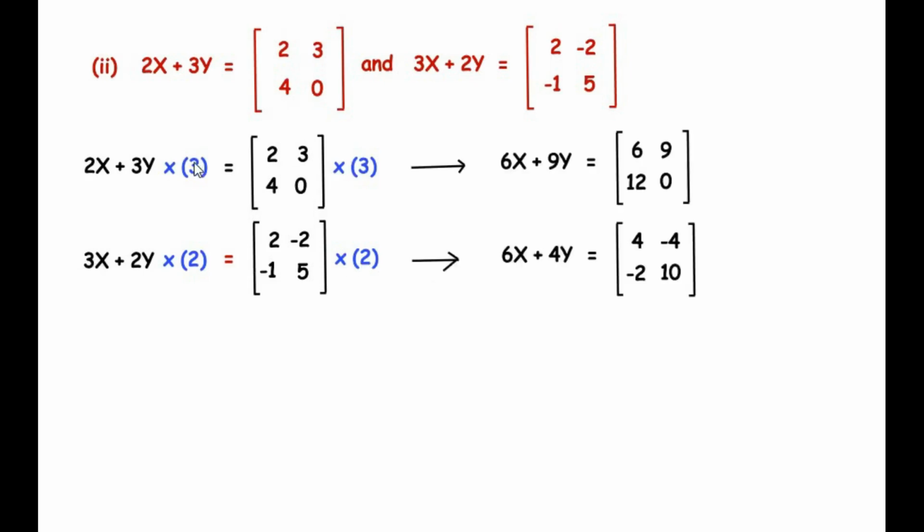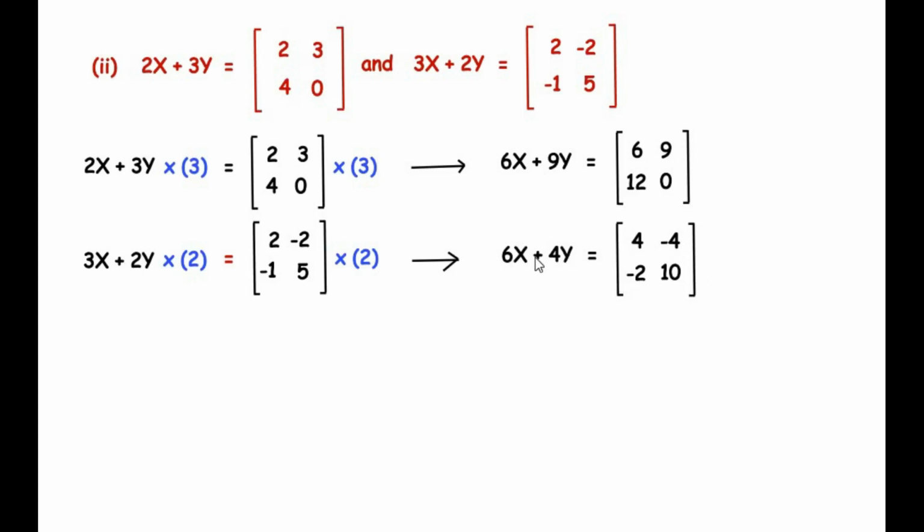So we get 3 multiplied by 2 giving us 6x plus 3 multiplied by 3y giving us 9y is equal to, now 3 multiplies with all the elements of this matrix. So we get 6, 9, 12 and 0. Similarly for the second equation, 2 times 3x is 6x plus 2 times 2y is 4y is equal to 2 multiplied with all the elements. So we get 4, minus 2 and 10.